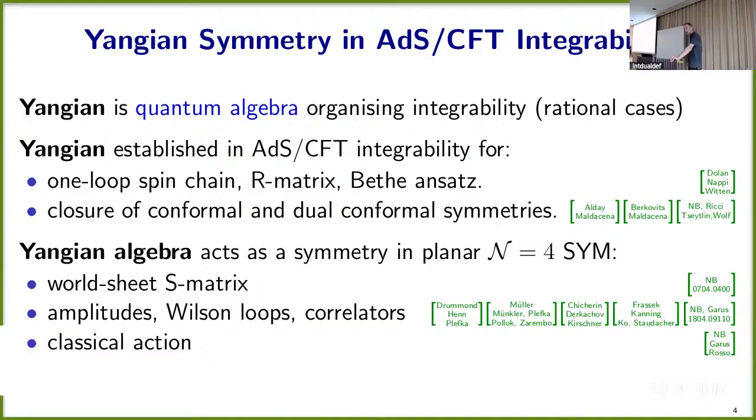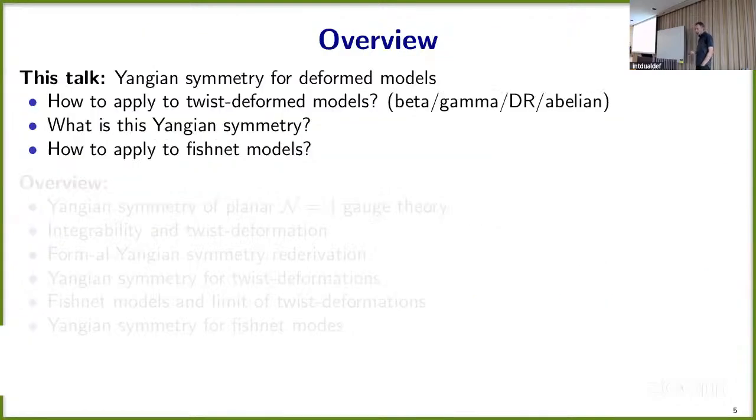And then sometime later, we've also seen that you can write this as a symmetry of the classical action of N=4 super Yang-Mills. And it also survives quantum effects. So that might be a good hint that this is really the true symmetry of the model, even though it's not a symmetry of the spectrum of local operators. Now, in this talk, I want to talk about Yangian symmetry for deformed models.